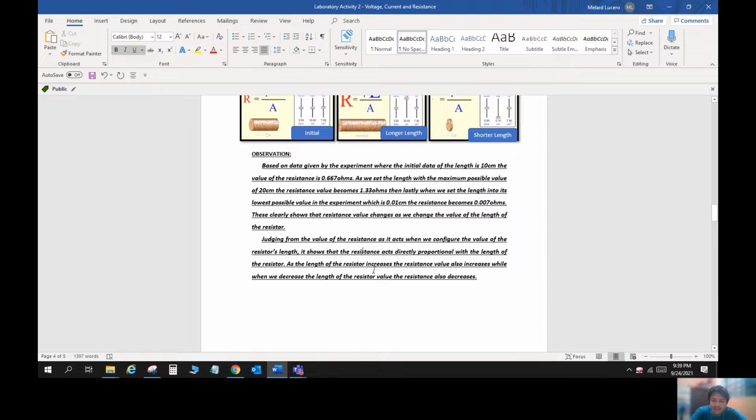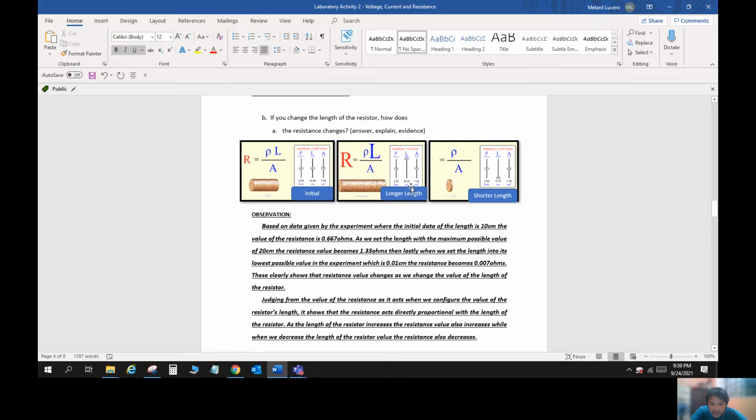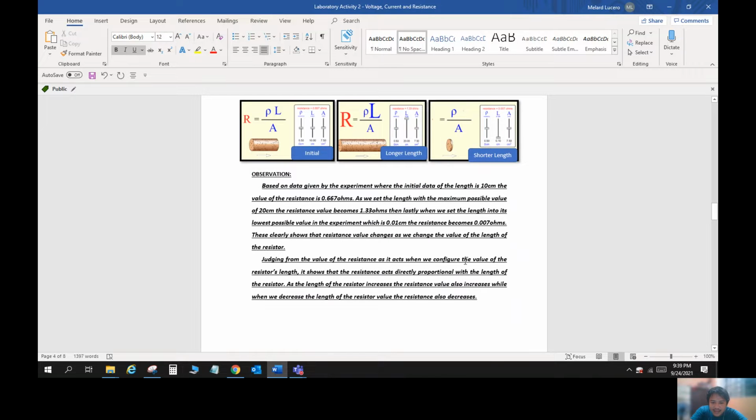It shows that the resistance acts directly proportional with the length of the resistor. So as the length of the resistor increases, the resistance value also increases. Just like here, when we change it to 20 from the initial 0.667, it increases to 1.33. Then when we decrease this from 10 to 0.1, the value is 0.007 ohm. So just by that, we can clearly say that the resistance is directly proportional to the length of the resistor. As the length increases, the resistance increases, while when we decrease the length of the resistor, the resistance also decreases.